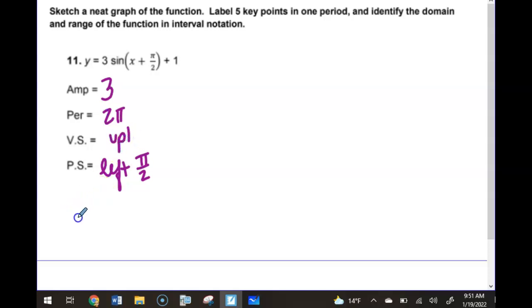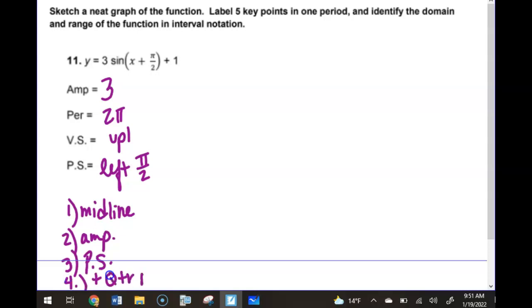Just so you know, when I graph, I would start with the midline, even if you're going to use the x-axis and renumber it. Okay, always start with the midline. Then I look at the amplitude. Then I look at the phase shift, left or right. And then I start worrying about adding quarter points, which comes from the period, right? Okay, so that's kind of the order that I do things.